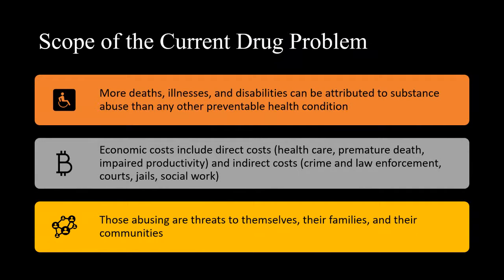So the scope of the current drug problem is that more deaths, illnesses, and disabilities can be attributed to substance abuse than any other preventable health condition. The economic costs are quite high for substance abuse in our country, and they include direct costs and indirect costs. Direct costs would be things like healthcare, premature death, impaired productivity, not being able to work, whereas indirect costs are crime and law enforcement, the court system, jails, and social work. And those that abuse drugs and alcohol are a threat to themselves, their families, and the communities.